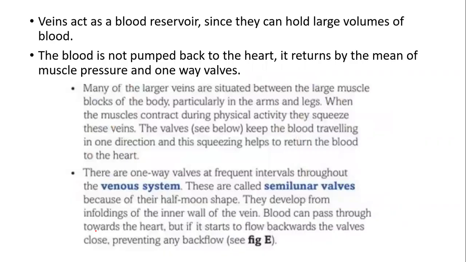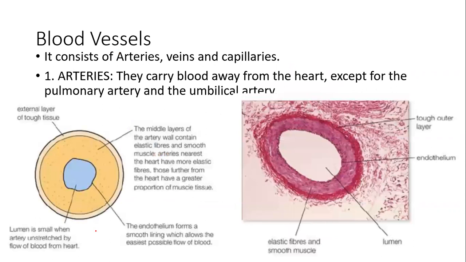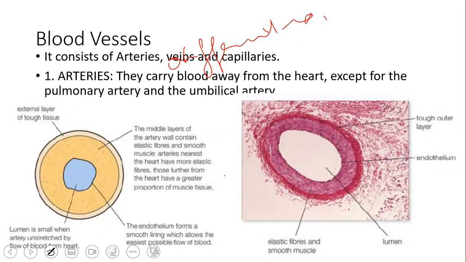Blood vessels are something I'm sure you guys know quite well because you have done them before. There are three major blood vessels: arteries, veins, and capillaries. Arteries carry blood away from the heart. They carry oxygenated blood away from the heart, right? That's what you and I know. There are two exceptions to this. One is the pulmonary artery, which carries deoxygenated blood. Secondly is the umbilical artery, which also carries deoxygenated blood from the fetus towards the mother.